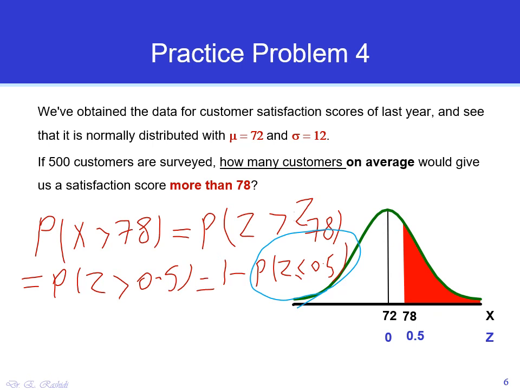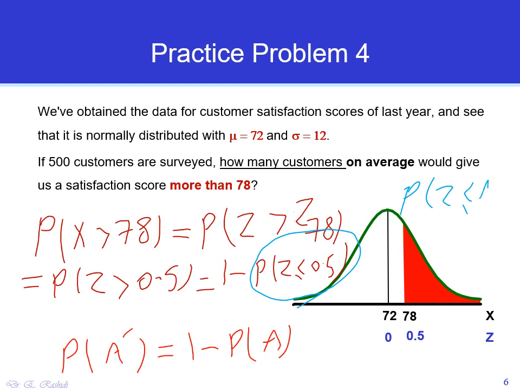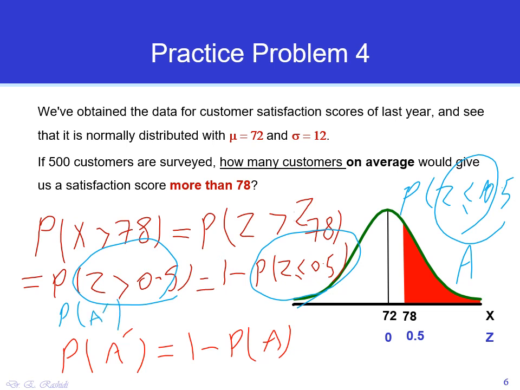You may wonder why this works. Well, this is based on what we covered very early on in the course, and that's that the probability of A complement is equal to 1 minus the probability of A. If you consider the probability that Z is less than 0.5 as A, then what we are looking for is the probability of A complement. So that would be 1 minus the probability of A. This is why we can do this. We use the complement probability.